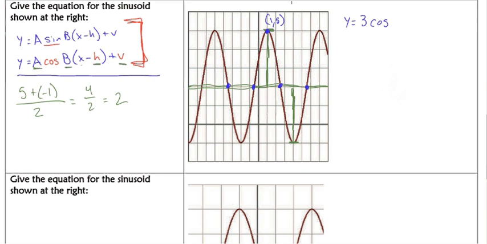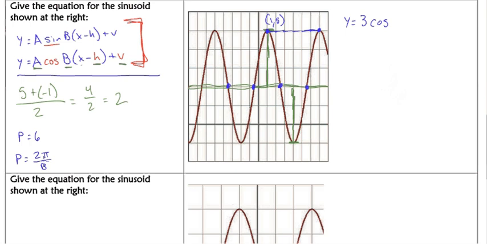Next, B. We need to use the period to figure out B. So what is our period? If we go from maximum to maximum, it looks like it's 1, 2, 3, 4, 5, 6 spaces across. So our period is equal to 6. Now remember that the period is also equal to 2 pi over our B value.